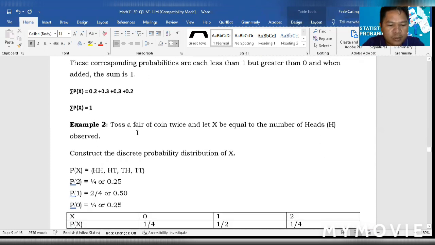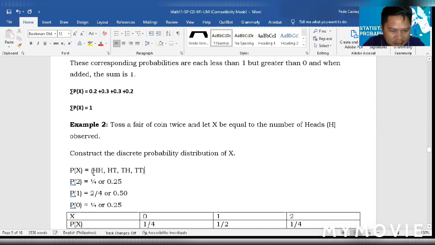So second example, toss a pair of coin twice and let x be equal to the number of heads observed. So construct the discrete probability distribution of x. So mag-toss ka ng coin twice. So first toss is head-head. Pangalawang basis mo ito. Pwede din possible outcome is HT, TH, TT. So our probability for getting the two heads, so when you count, ilan ba lahat ang probability na mayroong two heads? So di ba isa lang?